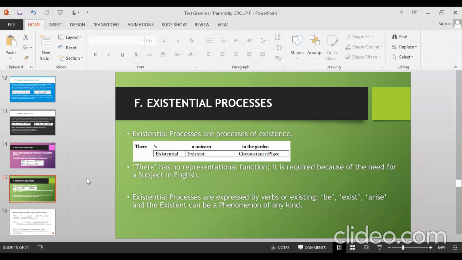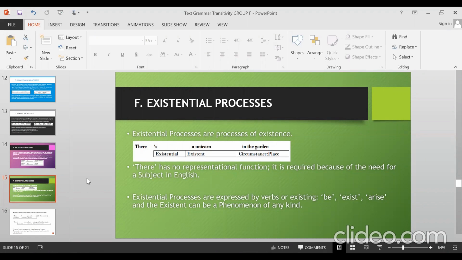I will present about existential process. My name is Anggun Kartika. So existential processes are processes of existence. So we can look at the sentence: There's a unicorn in the curtain. So a unicorn is existent, and in the curtain is circumstance place.